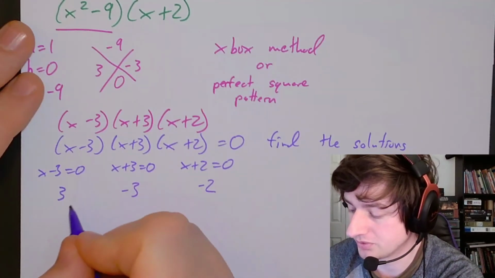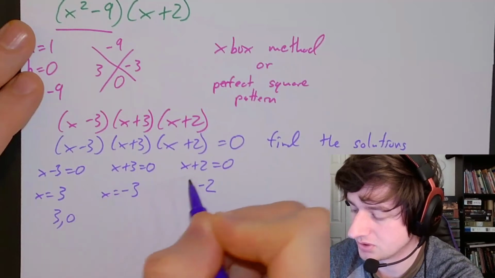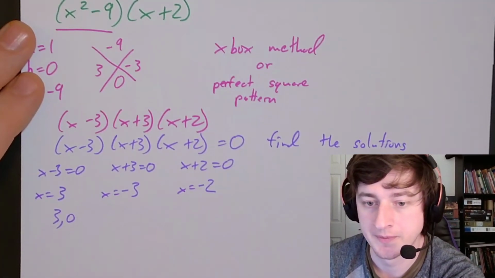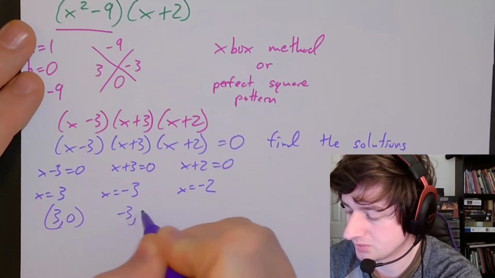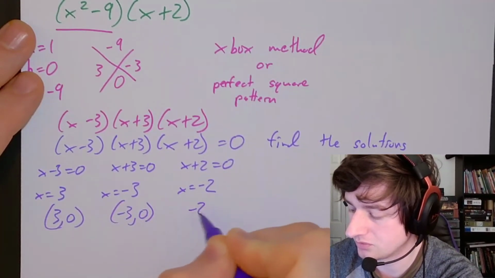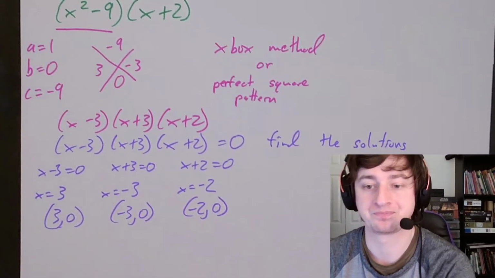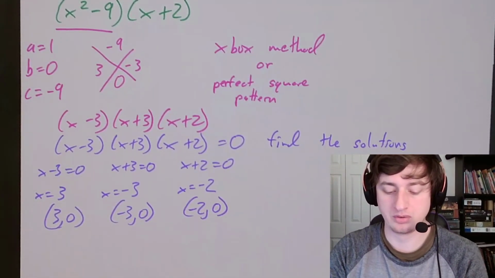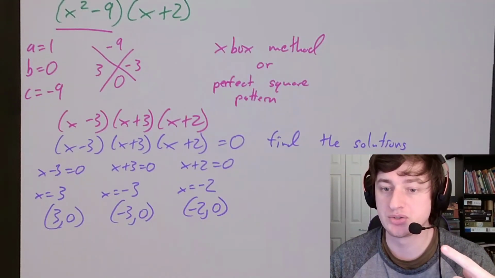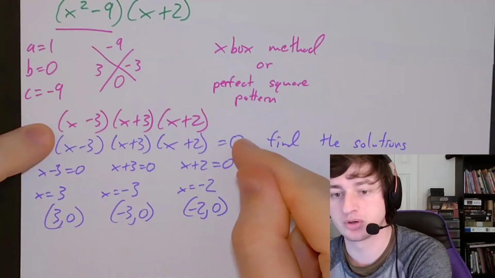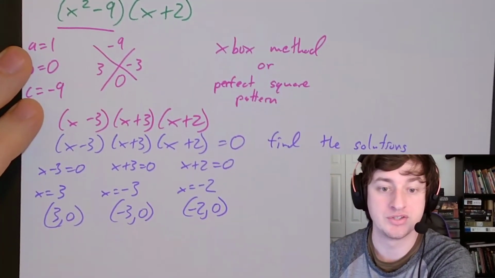Which means we have 3 coordinate points. 3 comma 0, or sorry, x equals 3, x equals negative 3, x equals negative 2. So we get 3 coordinate points. 3 comma 0, that's one of them. Negative 3 comma 0, that's another one. And negative 2 comma 0. 3 solutions. 3 values that if we substitute it into either our factored form or our original equation, we're going to get 0 at the end.